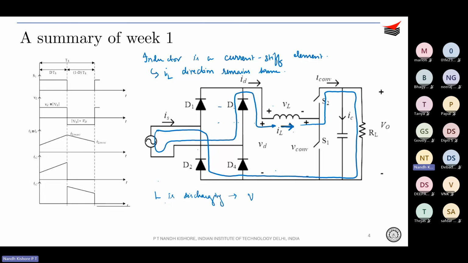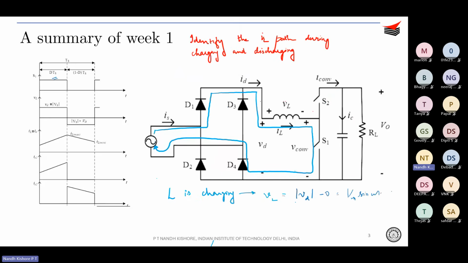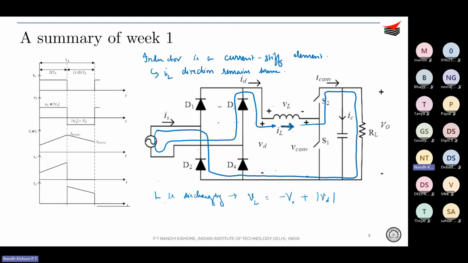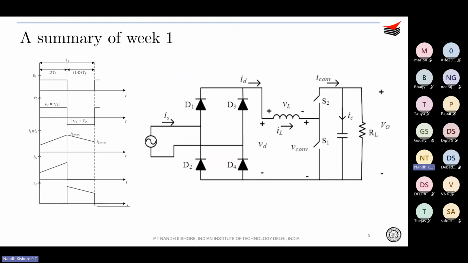So again, what you do is VL is basically again what? So you start from over here on the right hand side, you are having basically V naught. Okay. So it would be minus V naught, and on the left hand side, you are again having your mod VD. Okay. So that is how you identify what is VL during the charging period and what is VL during the discharging period. And after that, I think all of you know the inductor flux balance principle.